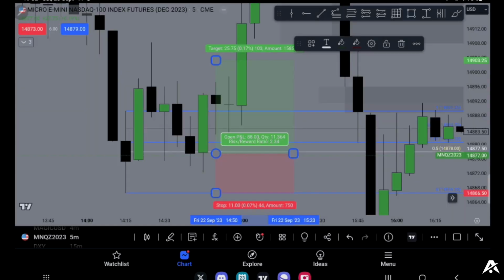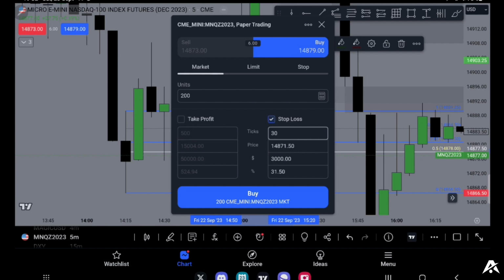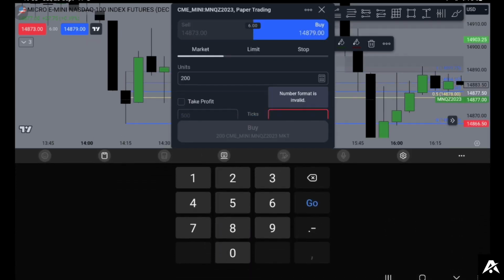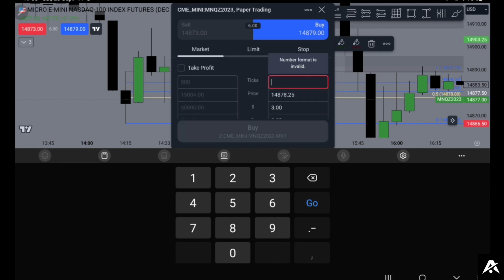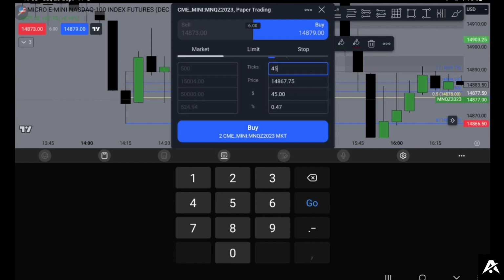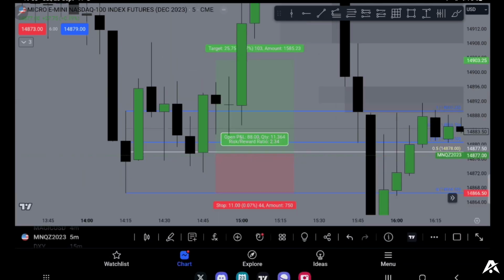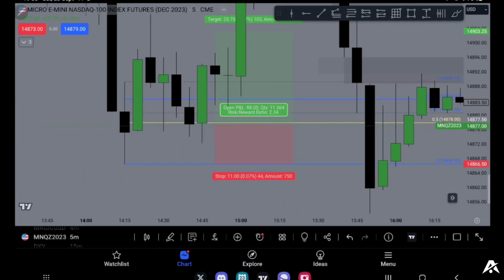All right. Now have a look. I want to buy with, let's say, two micros with a stop loss of 45, right? That'll be me risking $45. It doesn't matter how much I'm trying to earn, because I told you it's what you risk, not what you earn. 45 rather than 91. So now you tell me which one would be better, 45 or 91, right?